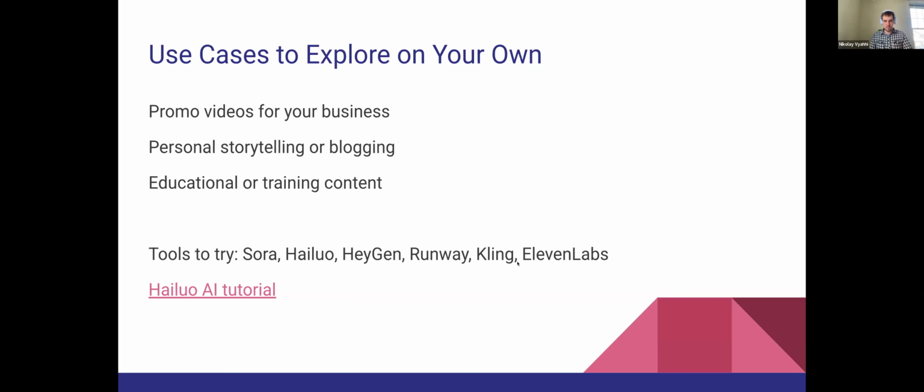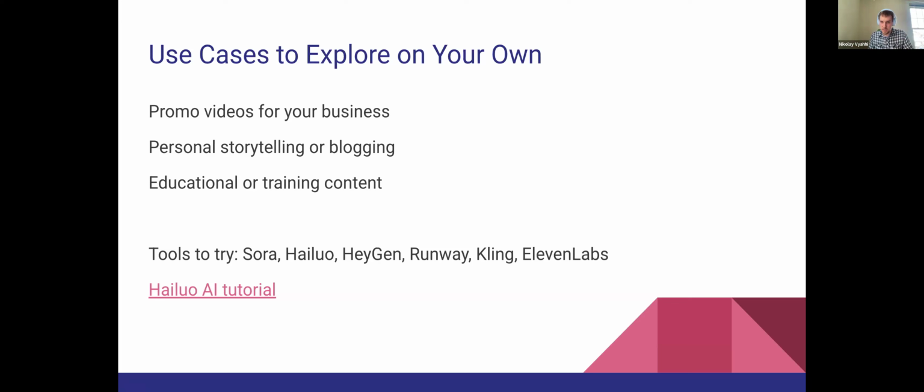Kling is another Chinese video model. It's relatively good. And ElevenLabs is actually not a video model but audio, but it's one of the best audio models. So if, for example, you are generating videos without audio in Sora and Hailuo, you can also generate some narration in ElevenLabs and then merge them together. I highly recommend the Hailuo AI tutorial, which is about prompting, with examples of how to generate good videos. It has much more detail than we covered today.